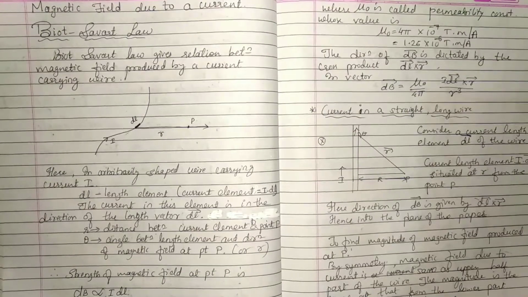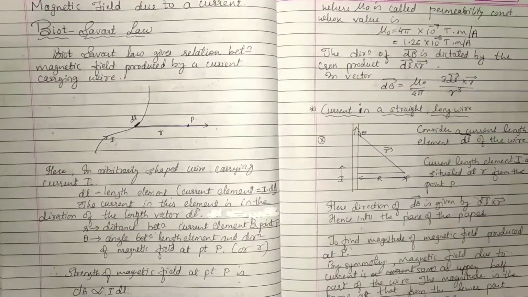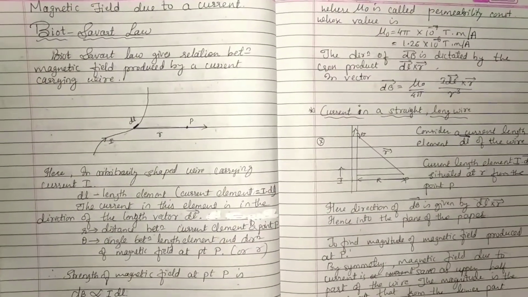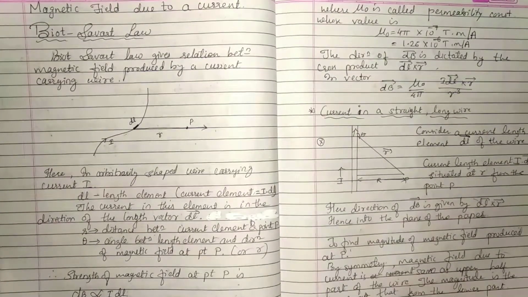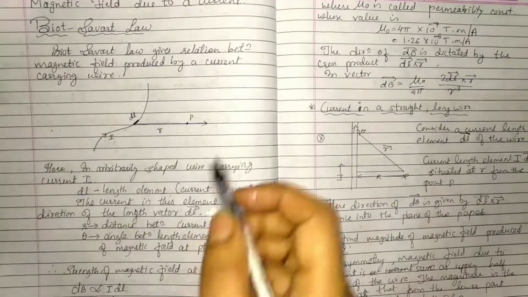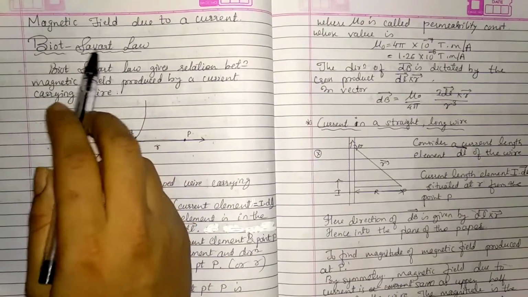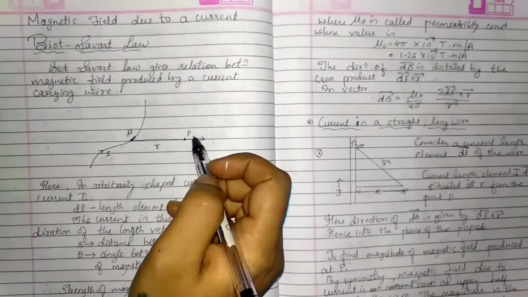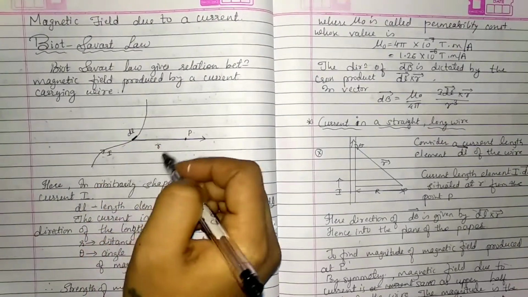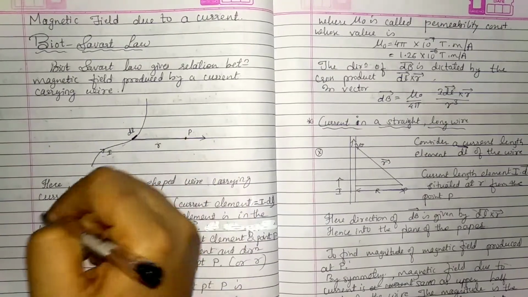Biot-Savart's law gives us the relationship between the magnetic field and a current carrying wire. Here the magnetic field is there, but not because of the magnetic poles. This magnetic field is due to a current carrying wire. With the help of this Biot-Savart law, we can find out the magnetic field at any point at distance r due to this current carrying wire.